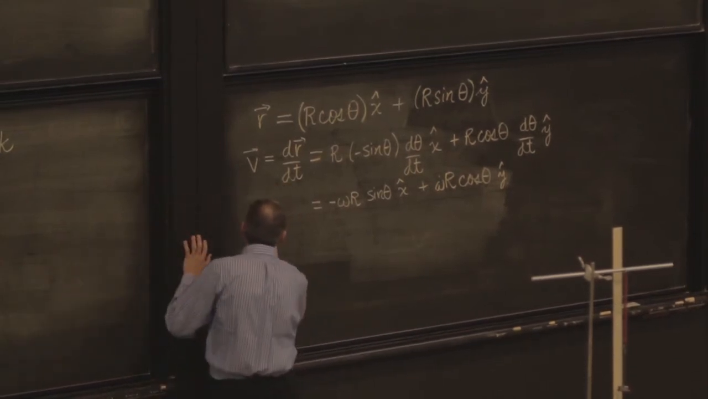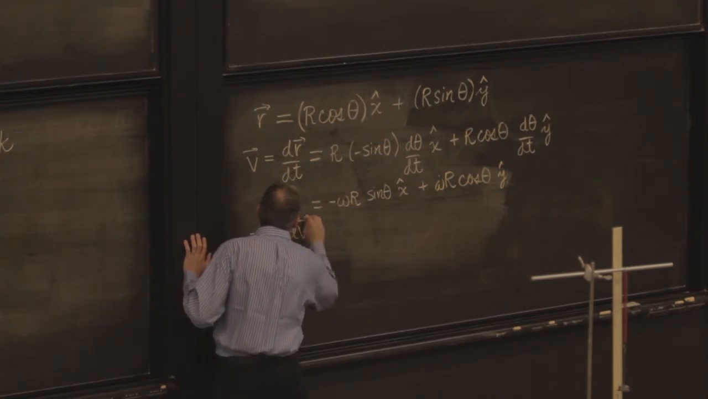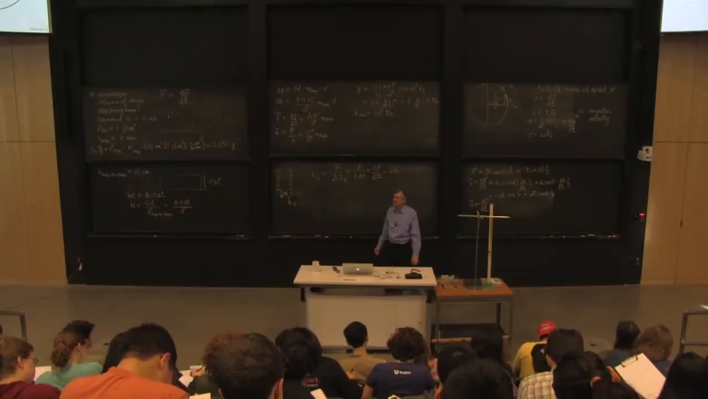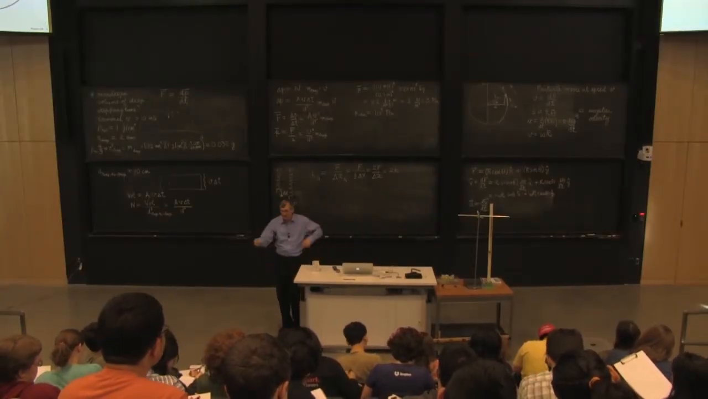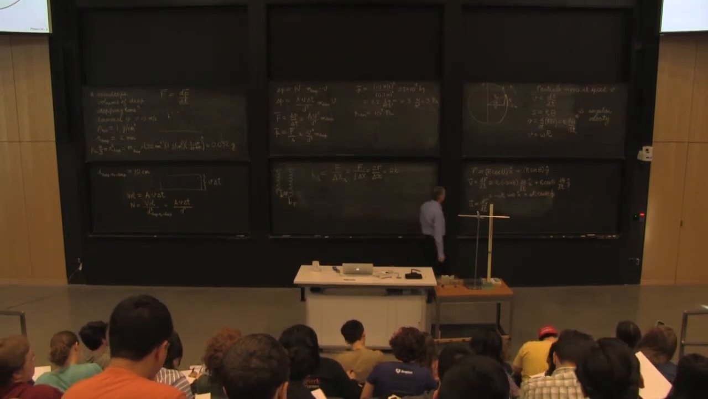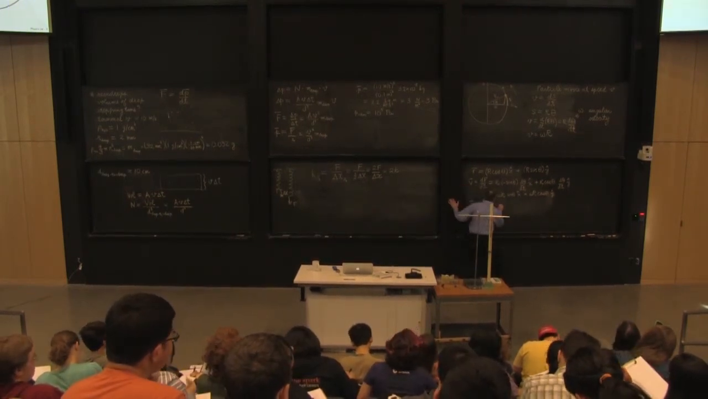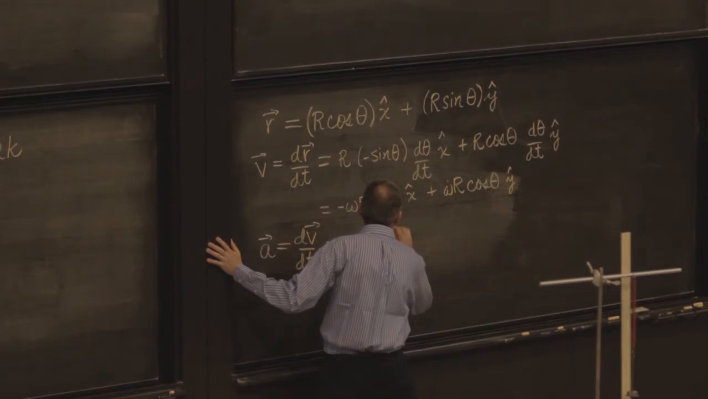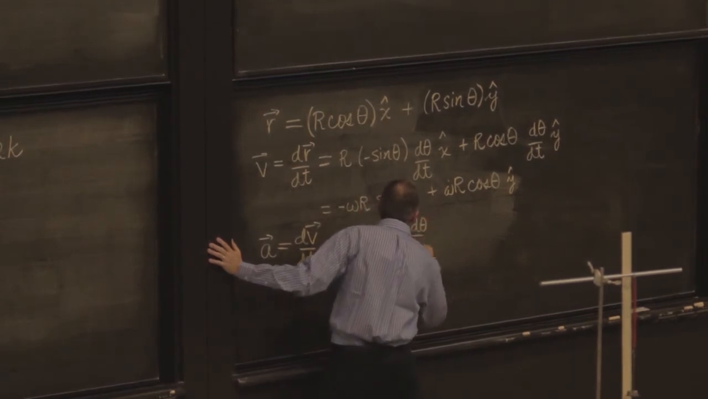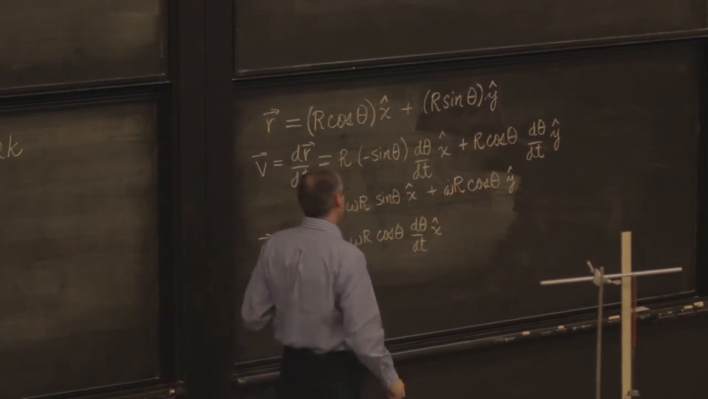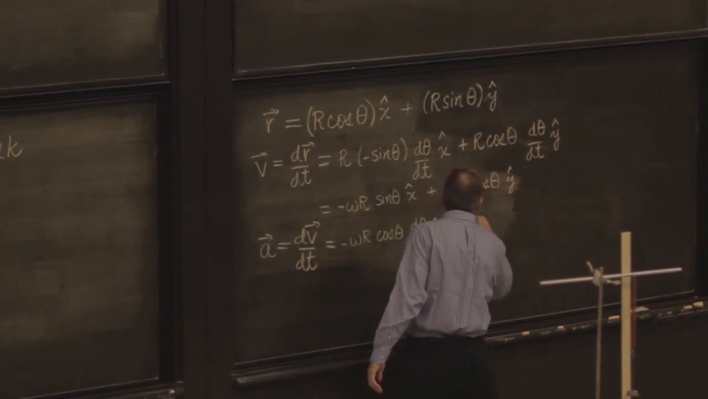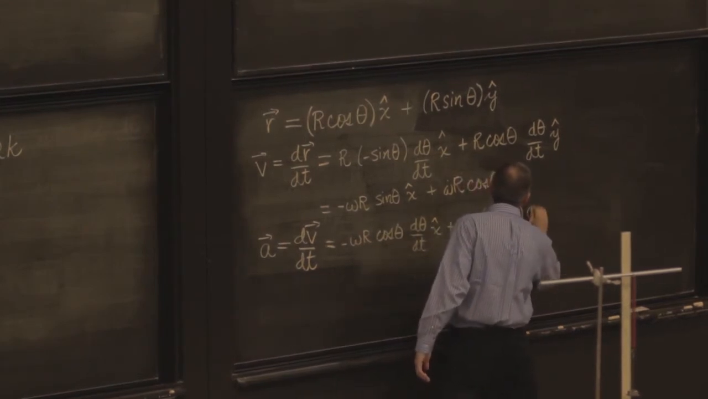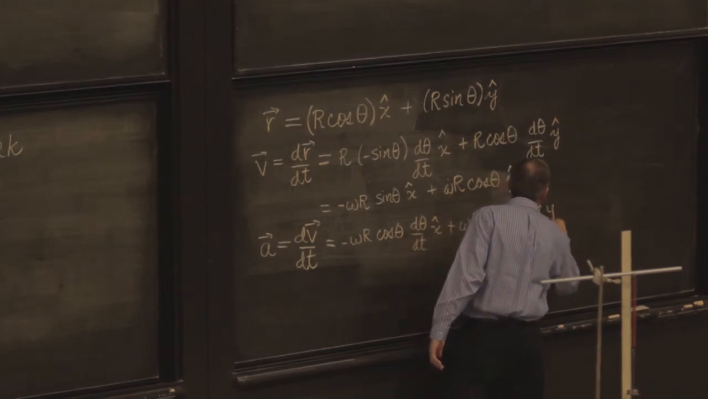All right, we can play the game again. Take another derivative, the acceleration, dv/dt. What happens each time I take a derivative? I get another factor of omega, and the trig does its thing. But I'll work that out. So I have minus omega r. The derivative of sine is cosine. But the chain rule says I need a d theta/dt, and that's in the x. Plus omega r. Derivative of cosine is minus sine times d theta/dt by the chain rule.